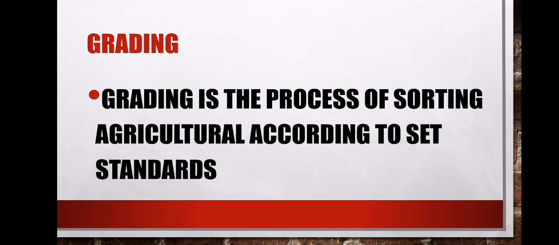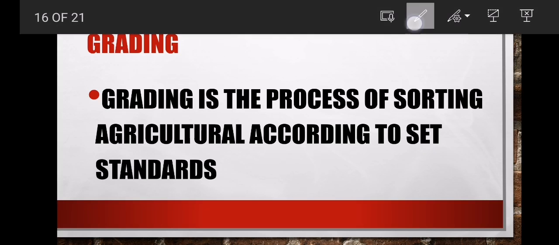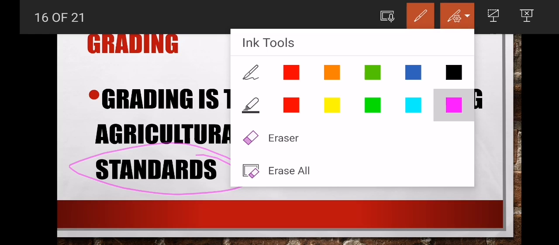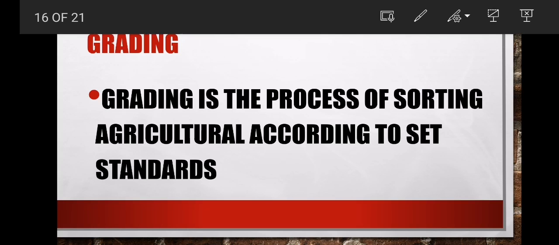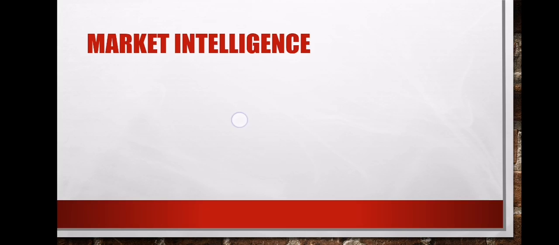Grading is the process of sorting agricultural products according to what? According to set standards. That is the key part. Grade 1 of the X, grade 2 of the X, grade 3 of the X. Meat, we also have different groups of meat. There's grade A, there's also grade B. So that's what we talk about when we talk about grading.